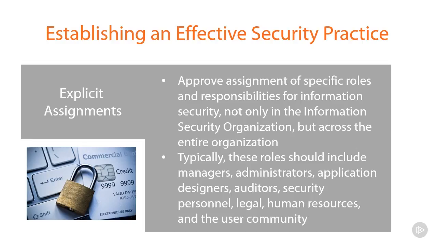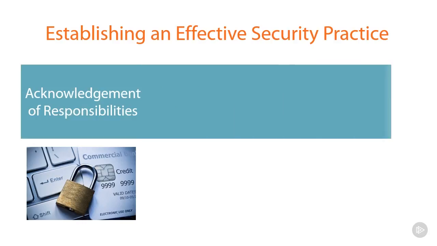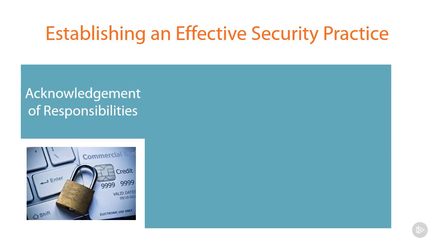Now, typically, information security coordination should involve the cooperation and collaboration of managers, users, administrators, application designers, auditors, and security personnel, legal, human resources, and IT risk management people. So you can see that it is really a partnership of everyone within the enterprise if you're going to have an effective security practice. And finally, leadership must require that employees and business partners acknowledge their information security responsibility.